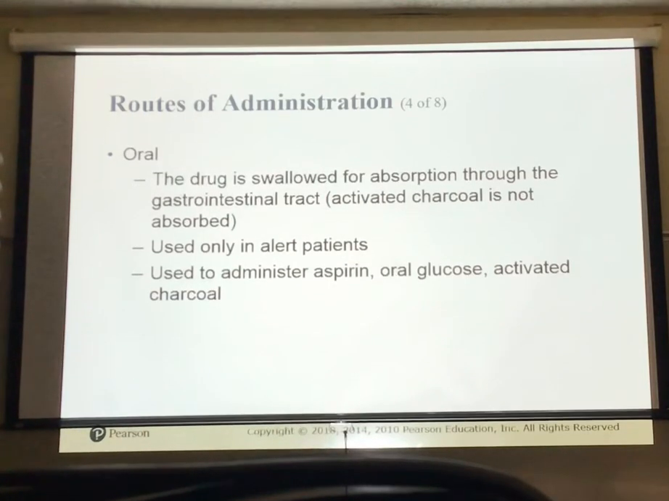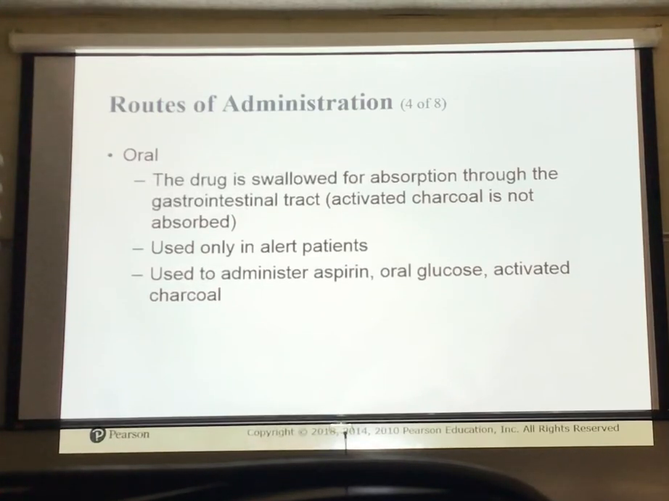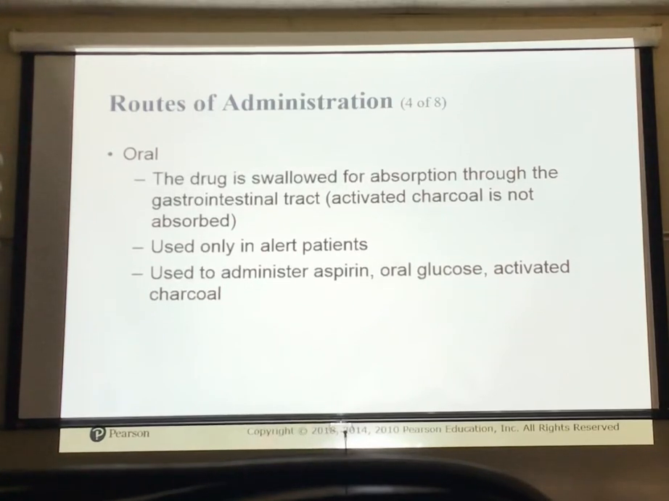Oral, the drug is taken by mouth or swallowed, also known as per os or PO. Except for activated charcoal, the medicine is typically absorbed in the small intestines. This is also known as an enteral route because it uses the digestive tract to absorb the medicine. The patient must be responsive and able to swallow. Some of the ones you're going to give PO are aspirin, oral glucose, and activated charcoal.